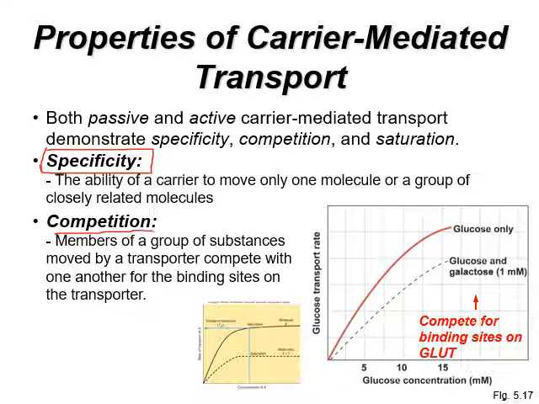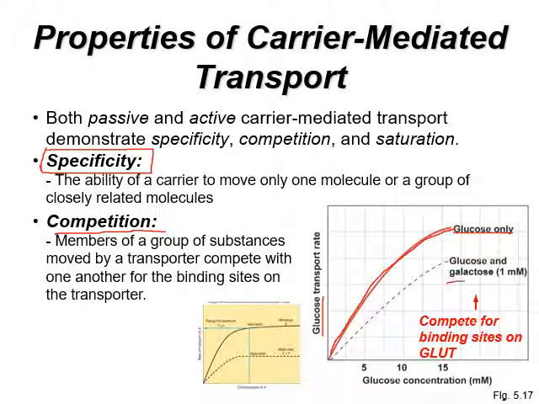Competition. Members of a group of substances can compete with each other, because remember, in a transporter the molecules actually have to bind. So if there's a molecule already bound to the site on the transporter, then another molecule cannot bind there. In the case of a glucose transport rate, we're transporting glucose. As glucose concentration goes up, you can see the rate of glucose transport goes up. This is with glucose only. Again, we're looking at glucose transport.